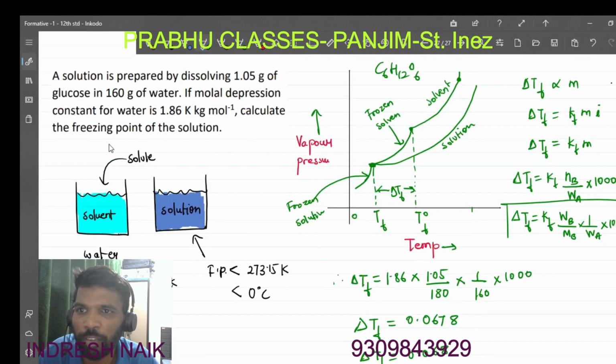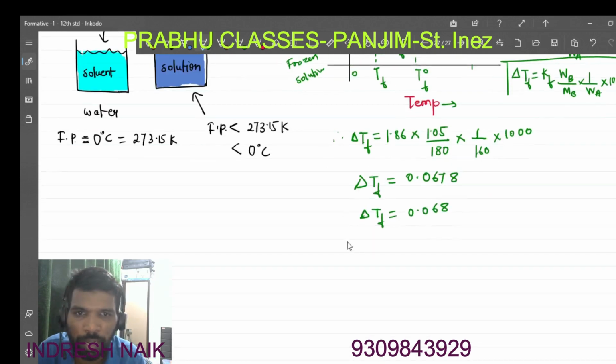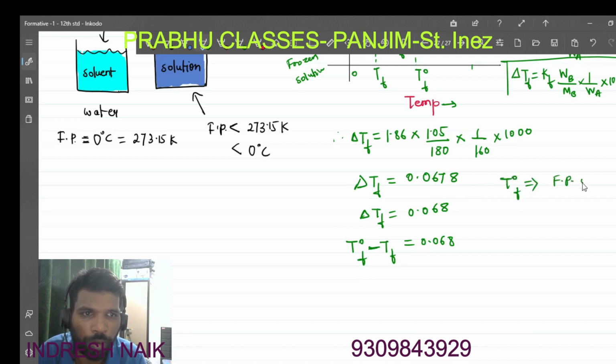The question was not about the depression in the freezing point. You are told to calculate the freezing point of the solution. So what is this delta Tf? It is T naught f minus Tf, which is equal to 0.068 Kelvin. This will be in Kelvin. So what is the freezing point of the solvent? T naught f is the freezing point of the solvent, and Tf is the freezing point of the solution. Yes, the freezing point of the solution we need to find.